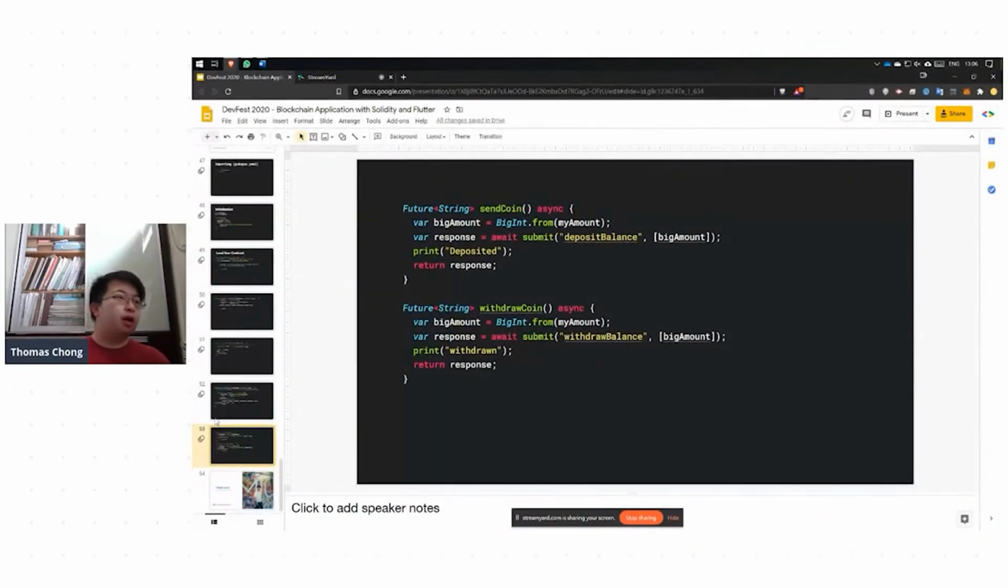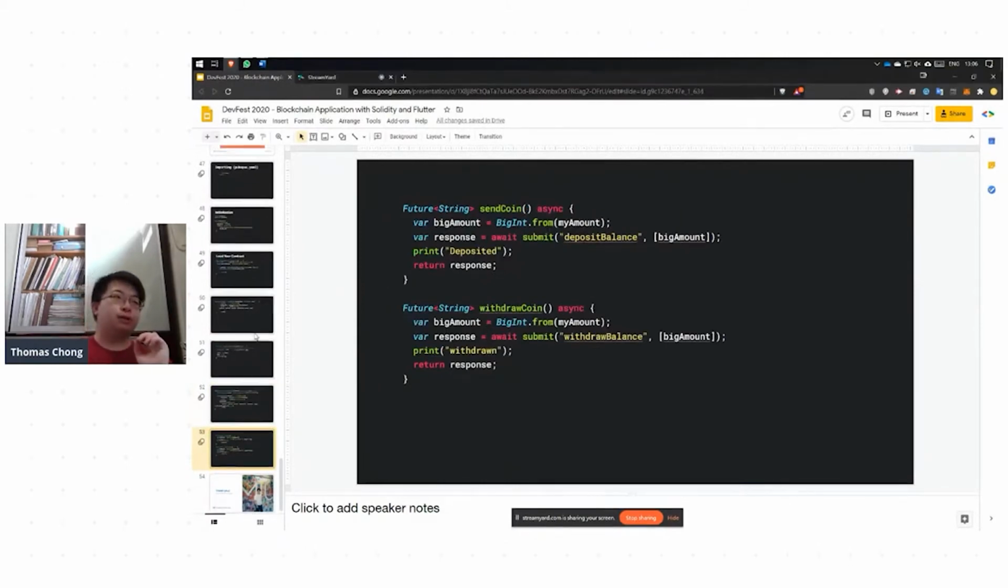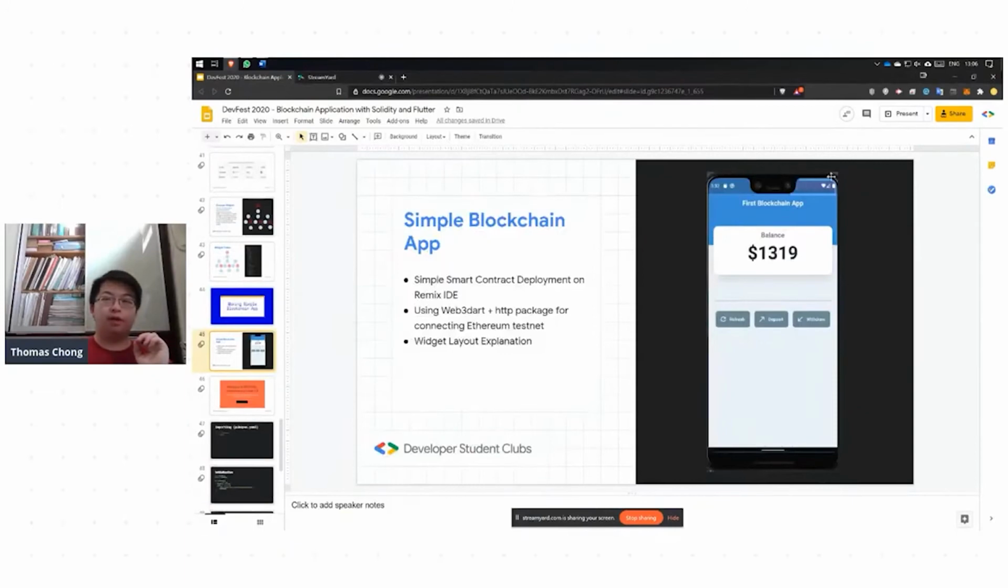When we go back to the demo in this app, we have three functions. One is refresh, which gets the updated value in the blockchain network. Another one is deposit, which adds some money here, and withdraw just subtracts from the integer in the smart contract here.